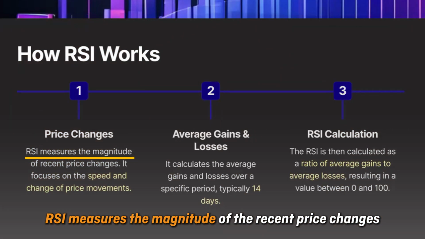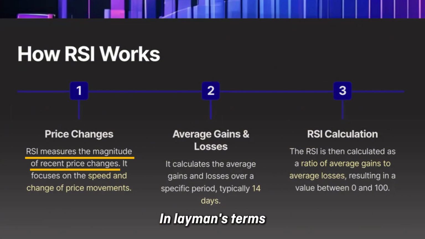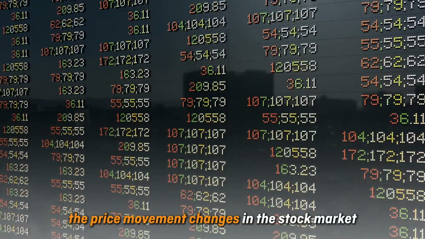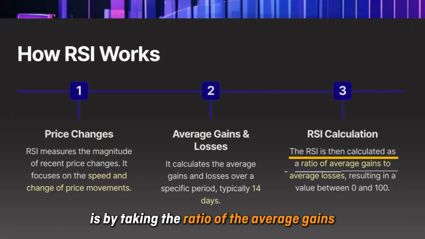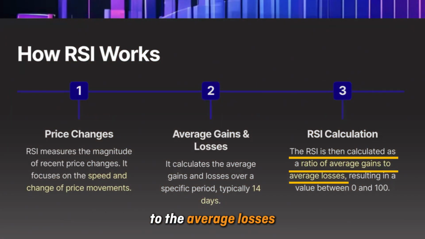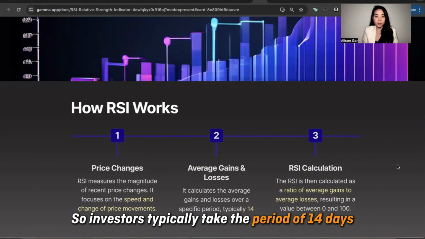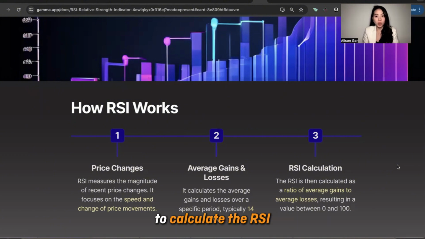RSI measures the magnitude of the recent price changes. In layman terms, it means how fast and how much the price movement changes in the stock market. So how it's calculated is by taking the ratio of the average gains to the average losses. So investors typically take the period of 14 days to calculate the RSI.